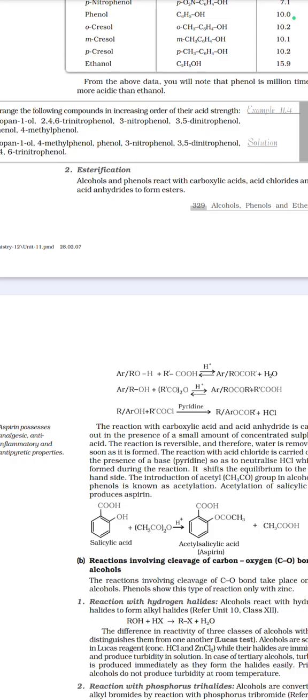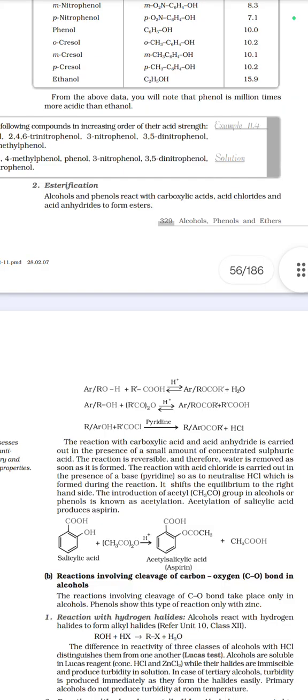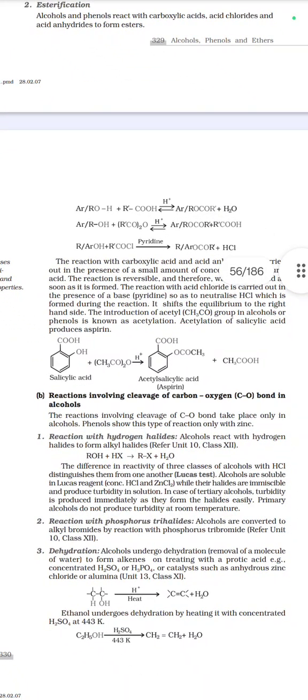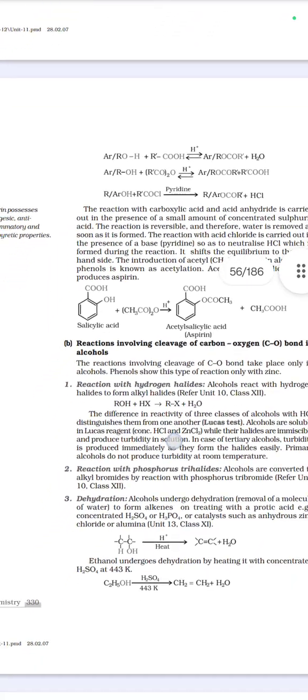Esterification. Alcohol and phenol react with carboxylic acids, acid chlorides, and acid anhydrides to form esters. ArOH plus R'COOH gives ArOCOR' plus H2O, and so on.